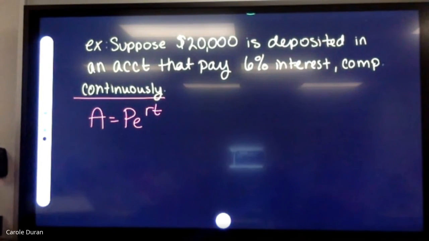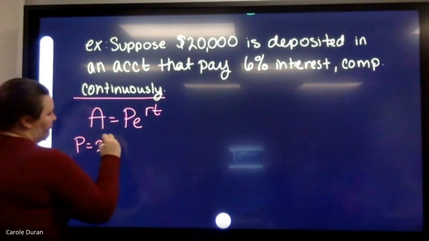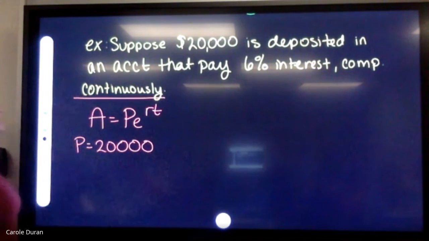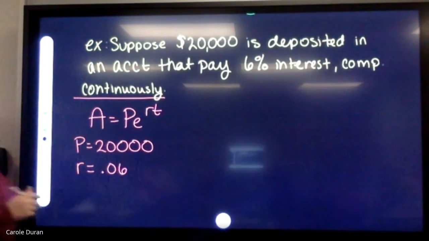So what is my principal amount here? 20,000. That's how much money I'm initially investing into the account. What is my interest rate? 6%, which we write as 0.06. And Jojo, how long am I letting the money sit in the account? How long did I say?